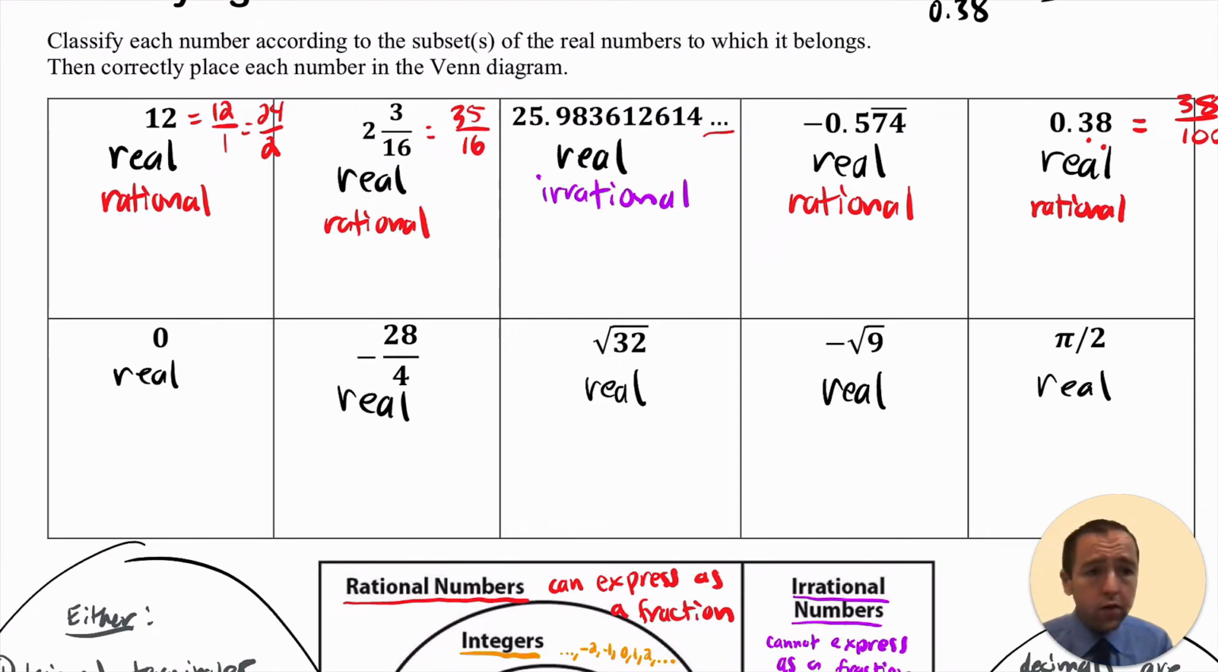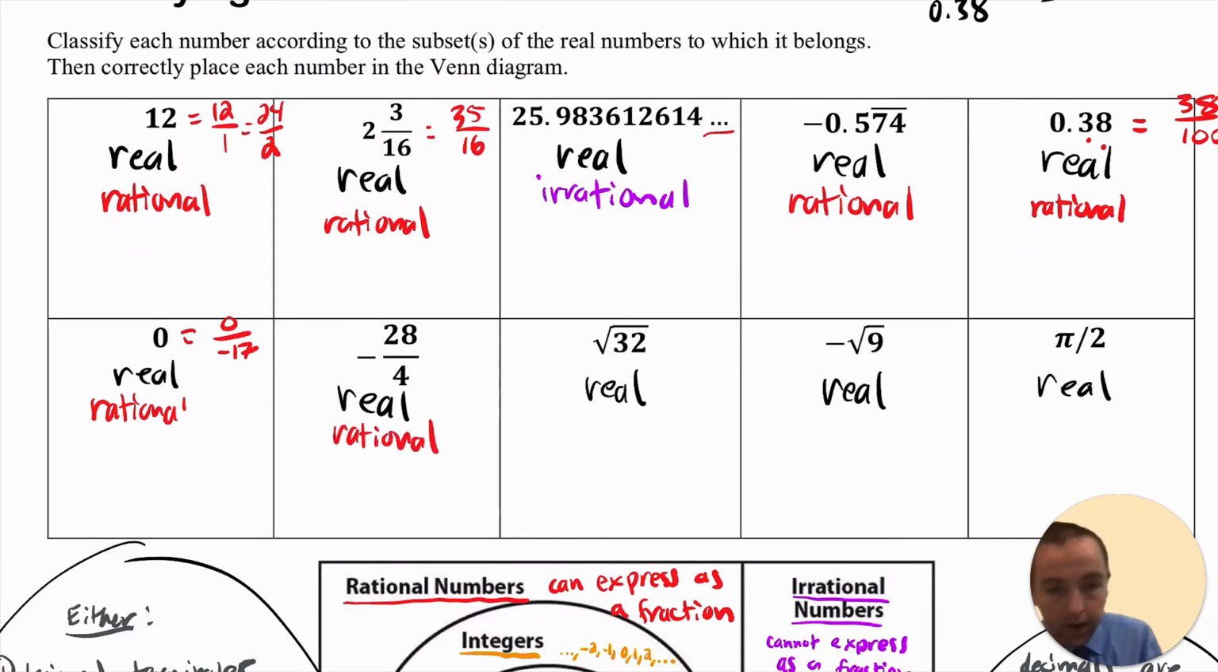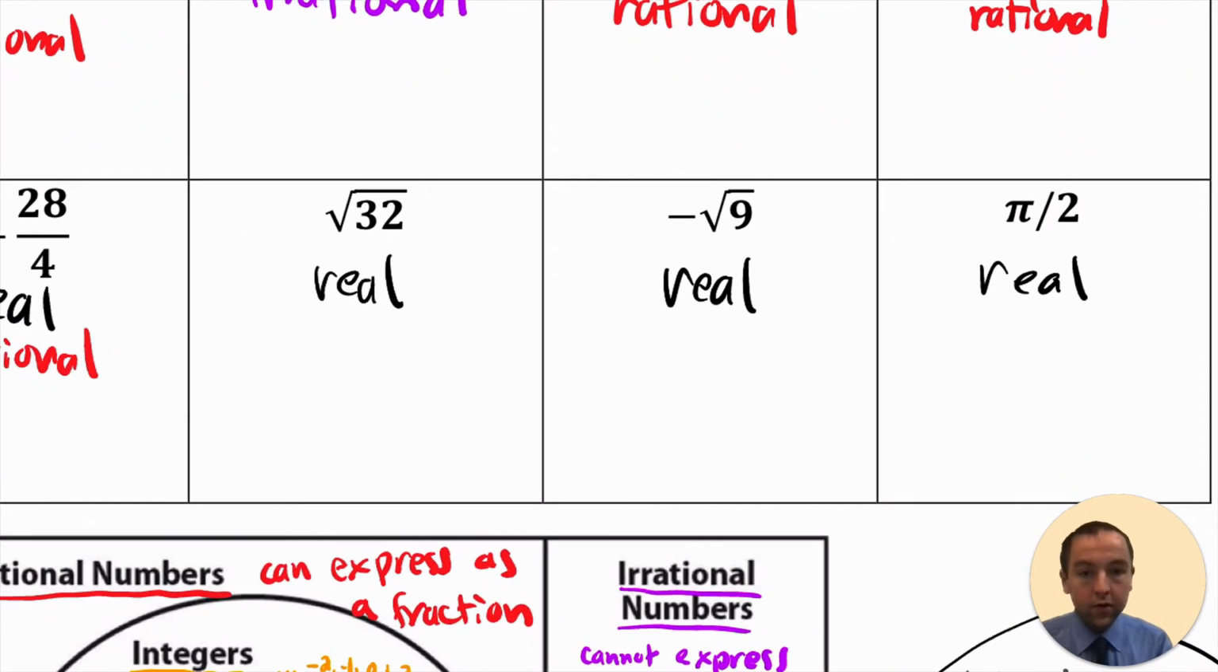All right, moving over to 0, that's definitely going to be rational. You can write that as a fraction because, I don't know, like 0 over negative 17, right? Like that's going to equal 0. The next number is clearly a fraction because you got a negative 28 and a 4, and that's a fraction, so rational. The next couple examples have square roots.